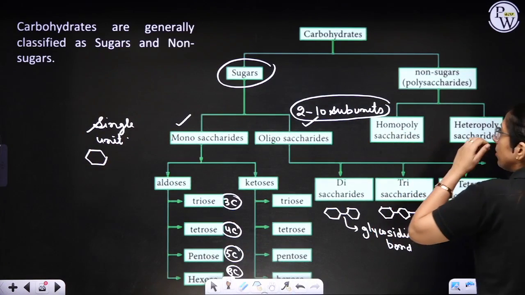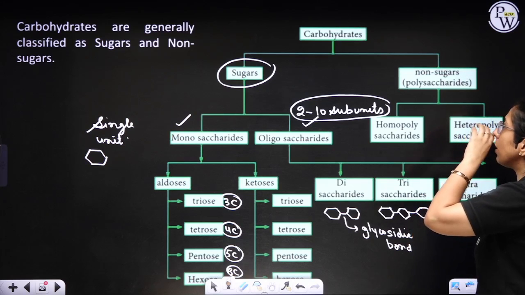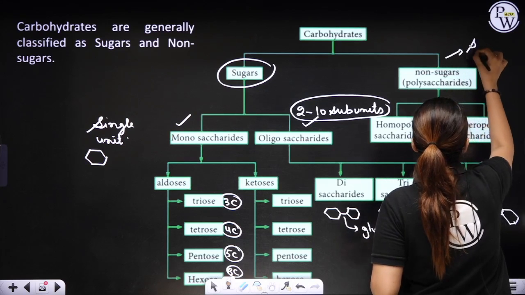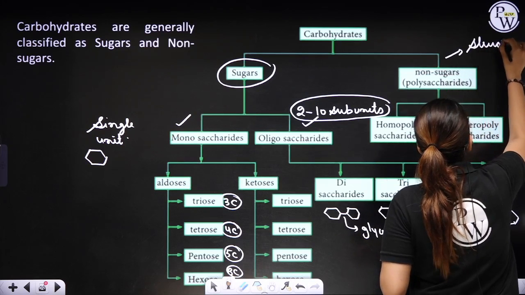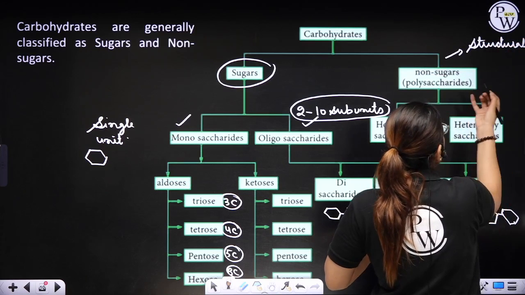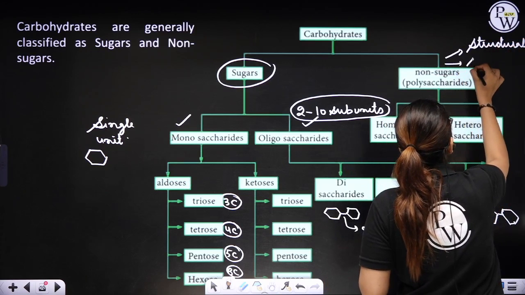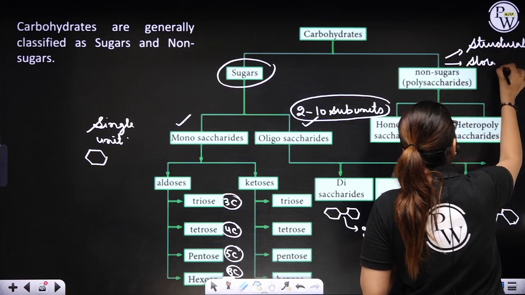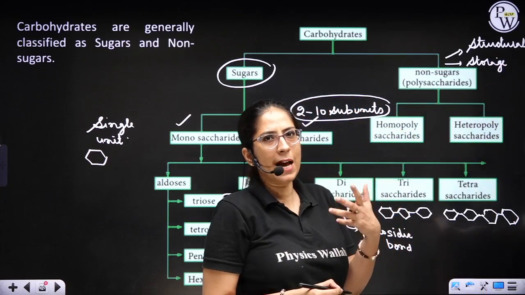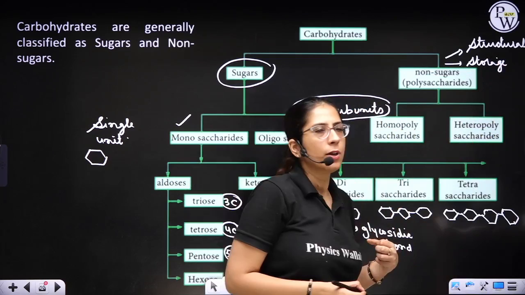Now let's talk about the polysaccharides. Polysaccharides are those which are basically the structural element. They are structural, that means they are important in the structure, or you can also say they are the storage. So two functions are there, and accordingly two names are given: structural, when they are present as a structure, or storage.